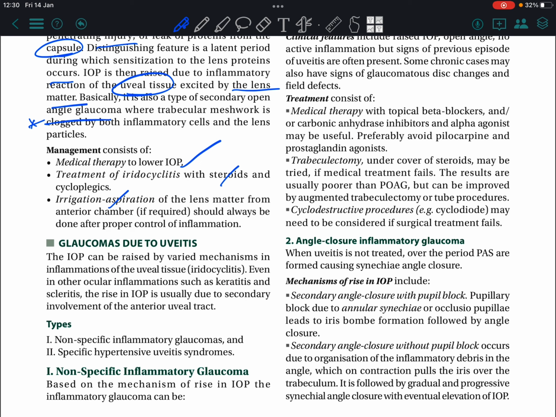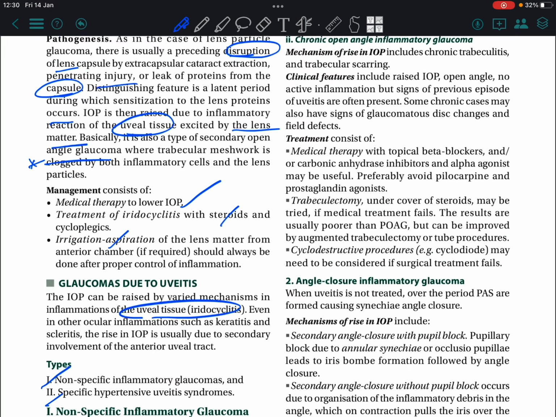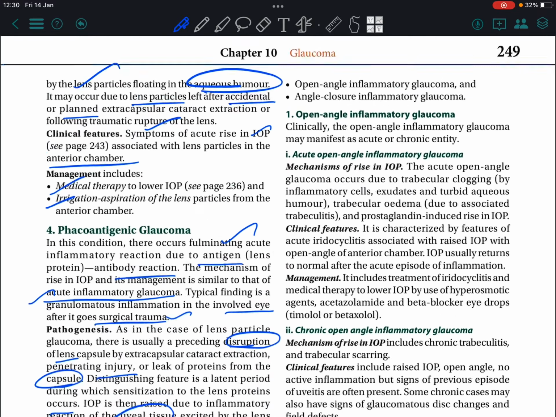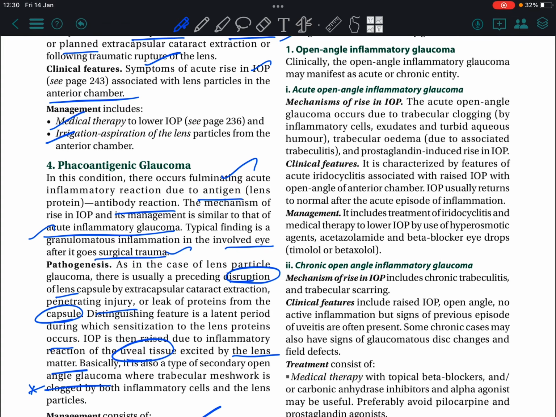Glaucoma due to uveitis. Due to iridocyclitis, there are two types: non-specific and specific. Non-specific inflammatory glaucoma, based on the mechanism of rise in IOP, may be open angle inflammatory glaucoma or angle closure inflammatory glaucoma.